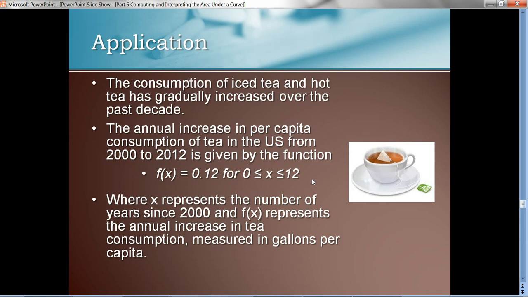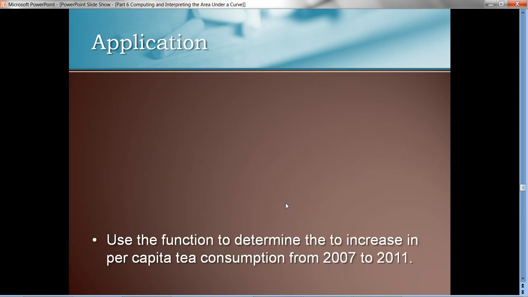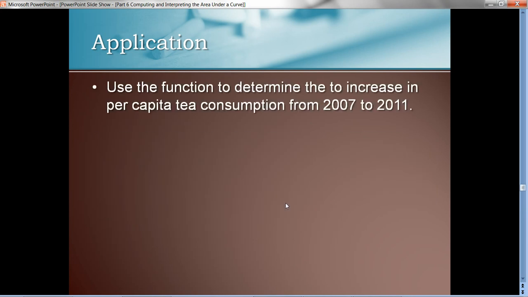Notice how we have x determined here. x represents the number of years since 2000. So in 2000, x is 0. In 2001, x is 1, and so forth, till we get up to 2012, where x is 12. f of x represents the annual increase in tea consumption measured in gallons per capita. That means per person. So that's constant. That's increased constantly over this 12-year span. Now let's get to the question here. Use the function to determine the increase in per capita tea consumption just from 2007 to 2011 alone.